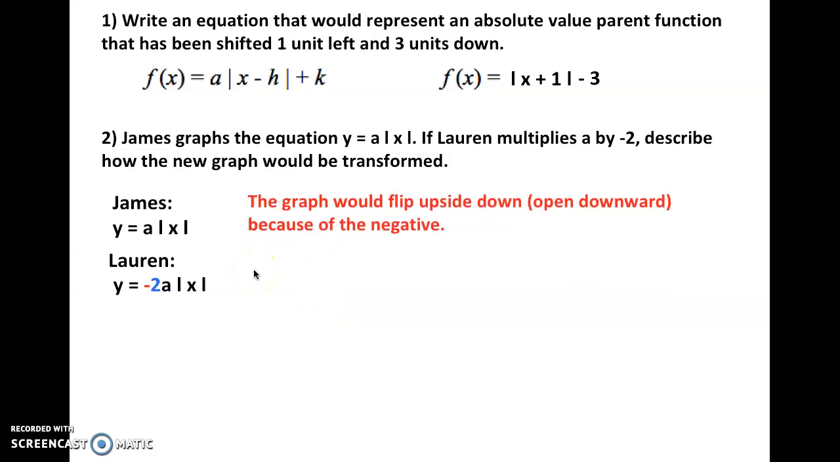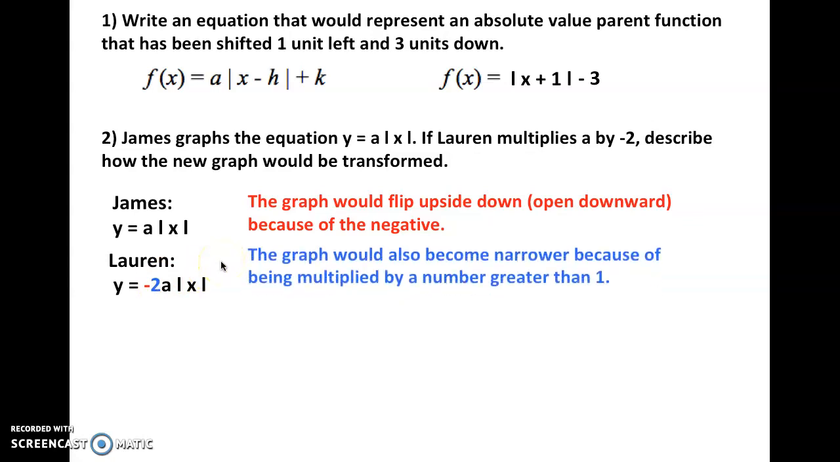So for the first part, the graph would flip upside down. It's going to open downward because of the negative. Next, we're multiplying by a 2, which is greater than 1, so therefore your graph is going to become narrower because it's multiplied by a number greater than 1. So the red here deals with the negative, the blue here deals with the 2. So again, flips upside down for the negative, and gets narrower for the 2. Now let's look at question 3.